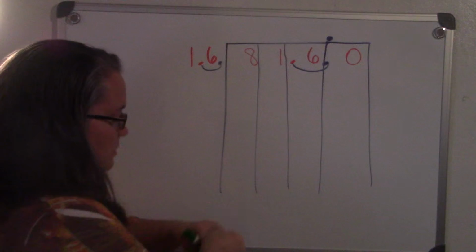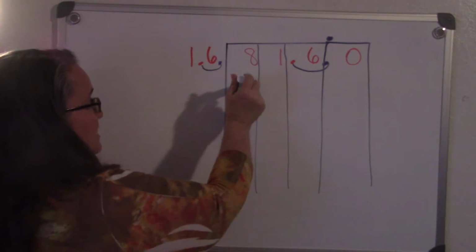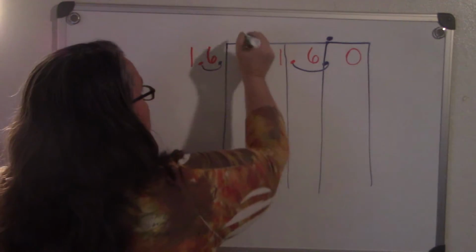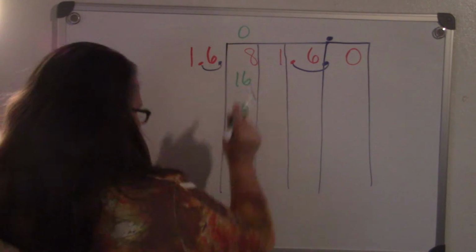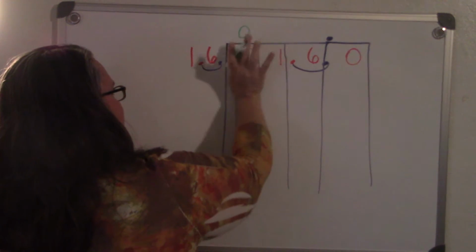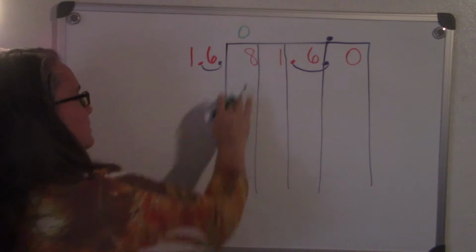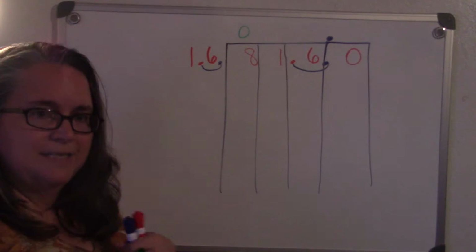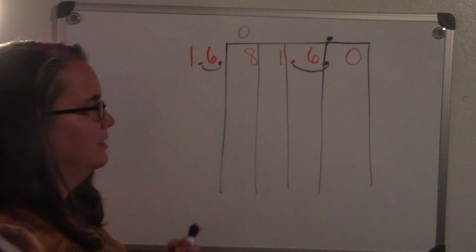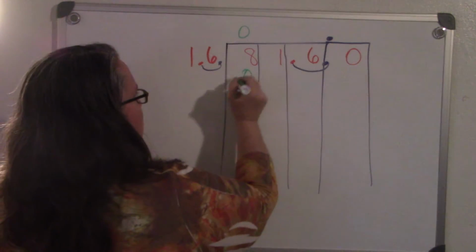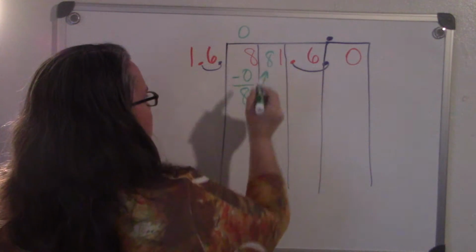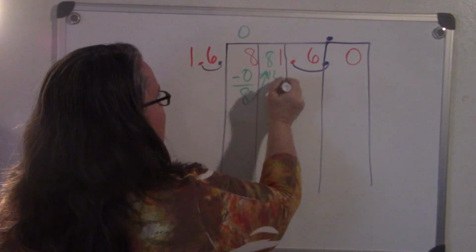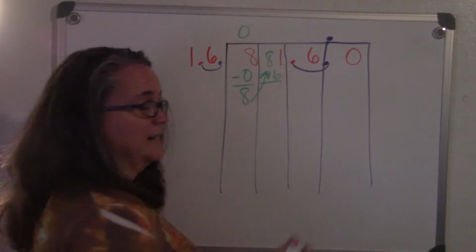So now, does 16 go into 8? No, so I'm going to put a 0 here. 0 times 16 is 6. Wow, you guys. I just thought of 0 being 1. Does 0 times 16 equal 16? No. 0 times 16 is 0. So I'm going to subtract. I get to bring up my 8. I'm going to subtract 16 until I can't subtract anymore.